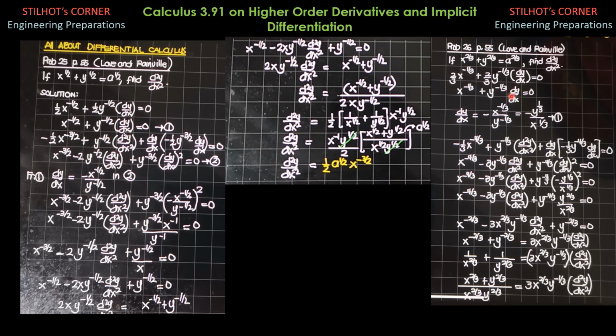So solving for dy/dx, we get negative x to the negative 1/3 divided by y to the negative 1/3, or, interchanging positions, it is equal to negative y to the positive 1/3 over x to the positive 1/3. Call that equation 1. Then we differentiate this equation further for the second time. So we have negative 1/3 x to the negative 4/3.